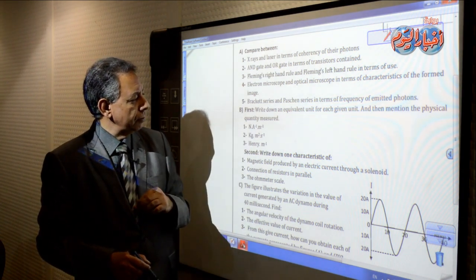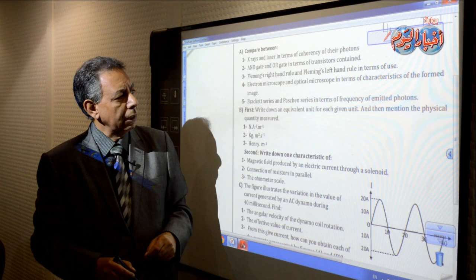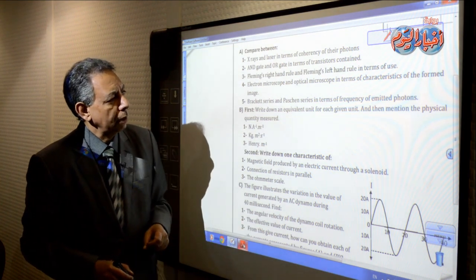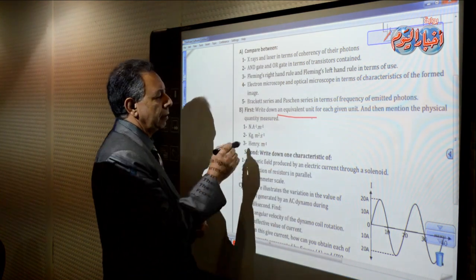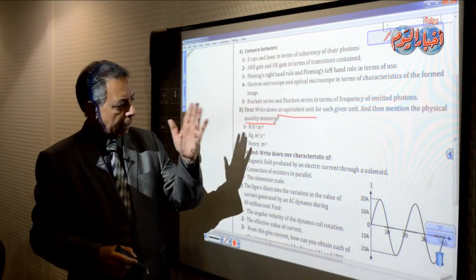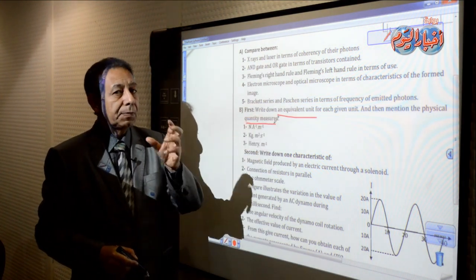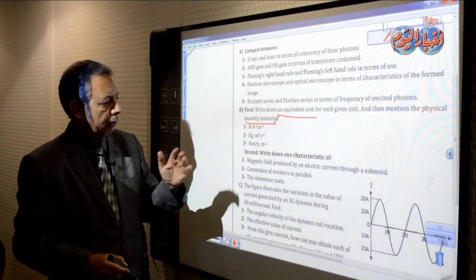Let's answer the second part. Write down an equivalent unit for each given unit and then mention the physical quantity. So we need an equivalent unit and to mention the physical quantity measured. As you see, underline the parts of the question so as not to forget any part of it.